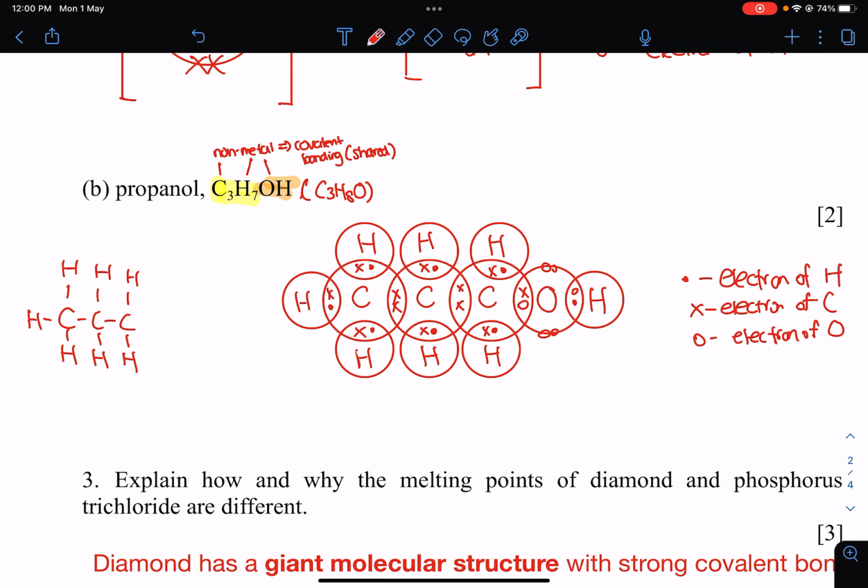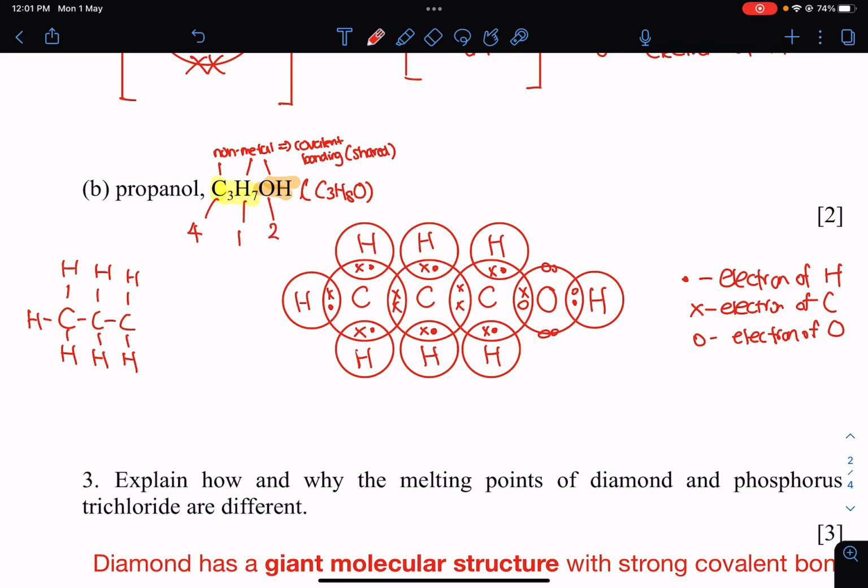Remember when you do your covalent bonding, or your dot and cross for covalent substances, always keep in mind the valency of each atom, which means how many bonds they can form. Carbon has a valency of 4, hydrogen has a valency of 1, and oxygen has a valency of 2. So at all times, remember to ensure that all these are satisfied. For example, I check this carbon. It has 1, 2, 3, 4 bonds. It is satisfied. Each hydrogen has 1 bond, satisfied. Middle carbon has 4 bonds, satisfied. Now, this third carbon has only 3 bonds at the moment.